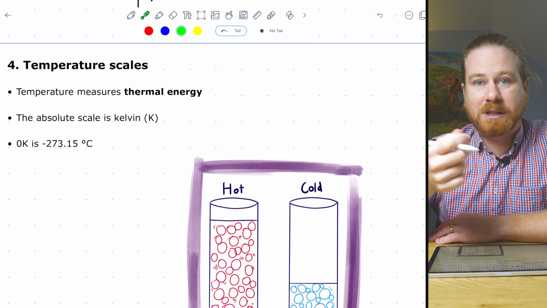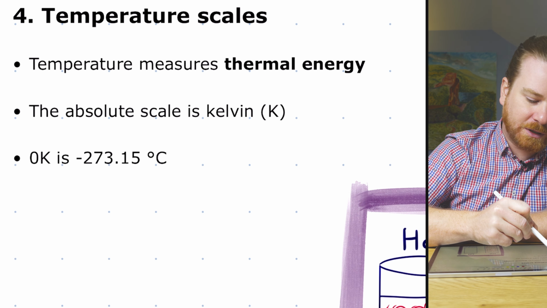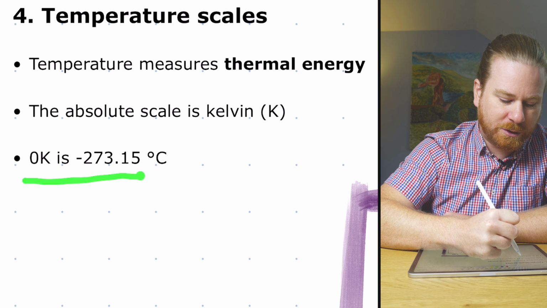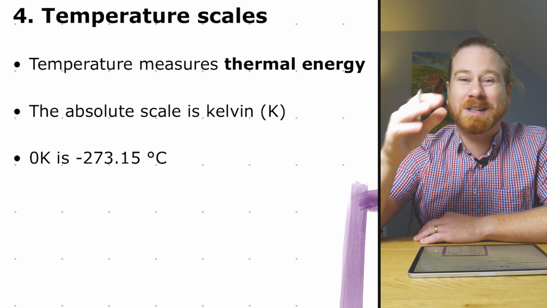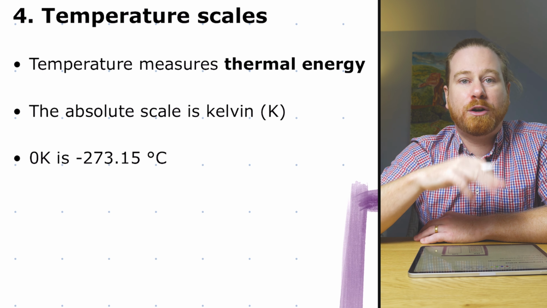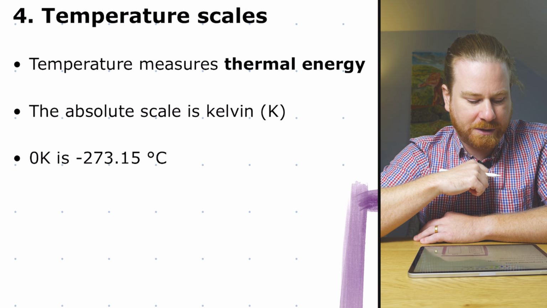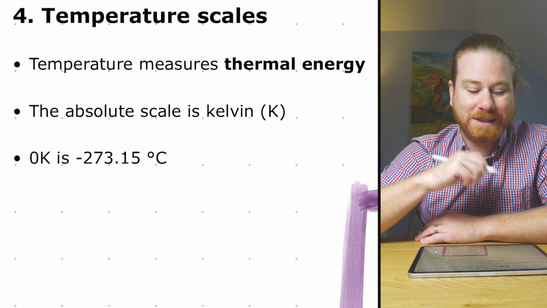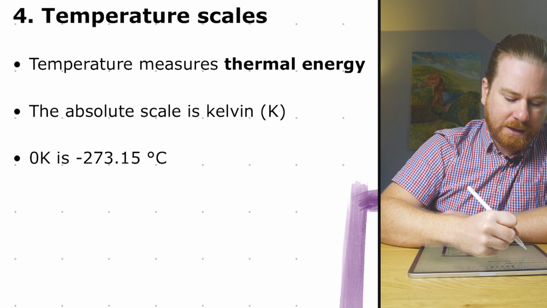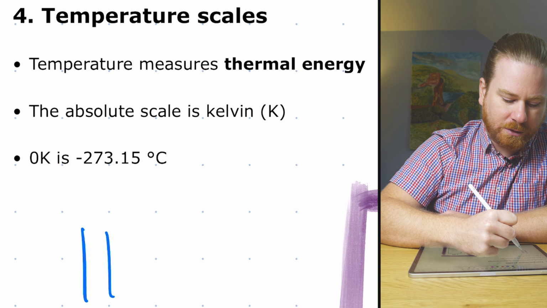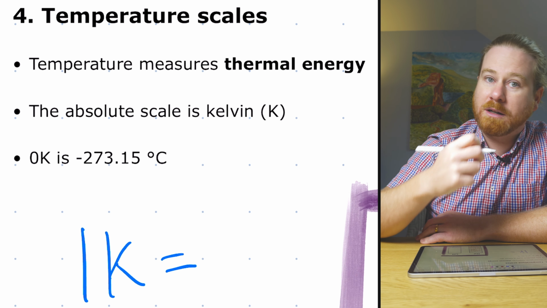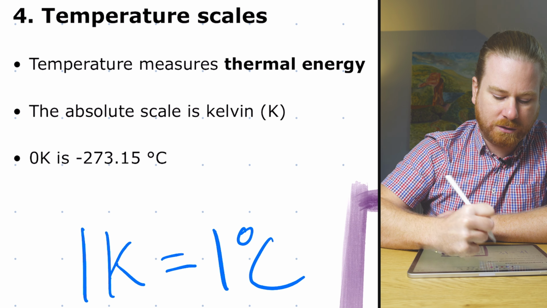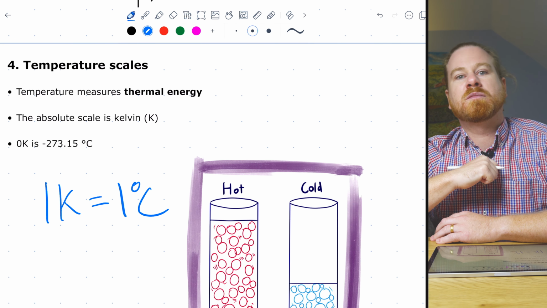Right, so just to define a few things with the temperature scale. The absolute temperature scale is measured in Kelvin. And you need to be able to convert between the two. So 0 Kelvin, that's absolute zero, means particles have no kinetic energy. Absolute zero Kelvin is minus 273.15 degrees Celsius. And you need to be able to convert between the two scales. Luckily it's nice and easy, because 1 degree Kelvin is the same as 1 degree Celsius. Happy days.